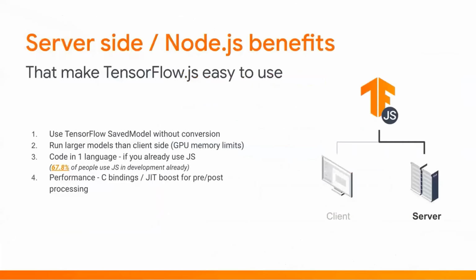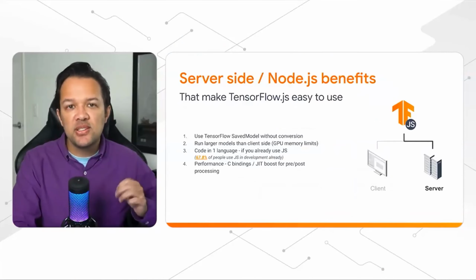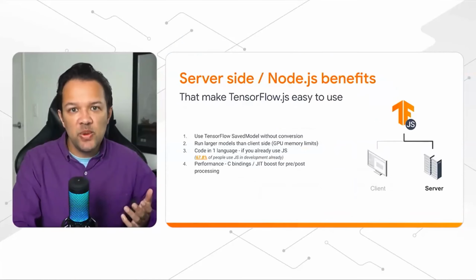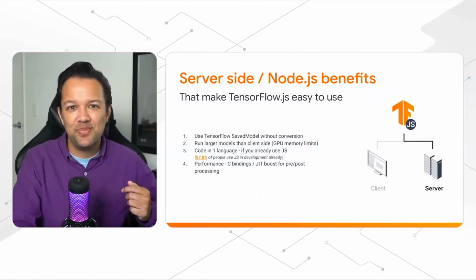So in summary, here are some benefits to running Node.js on the server side. First, you can use TensorFlow saved model format without conversion, which may in turn enable you to run larger models than you can do on the client side. And remember, with Node.js, you can leverage the full power of the server hardware just like Python does. And in some situations, it might not make sense to transfer a huge model to the client side. Maybe it's gigabytes in size, for example.